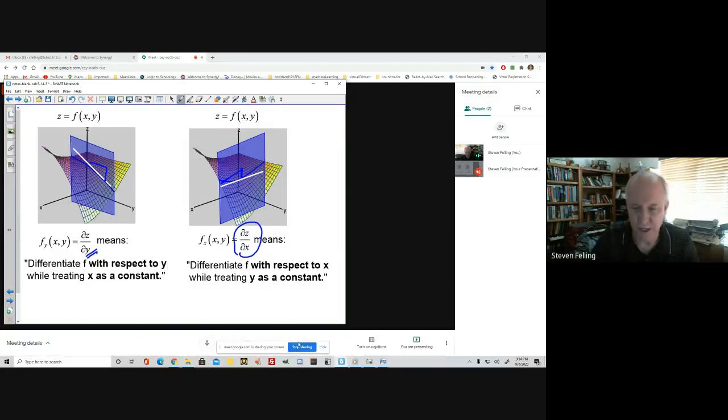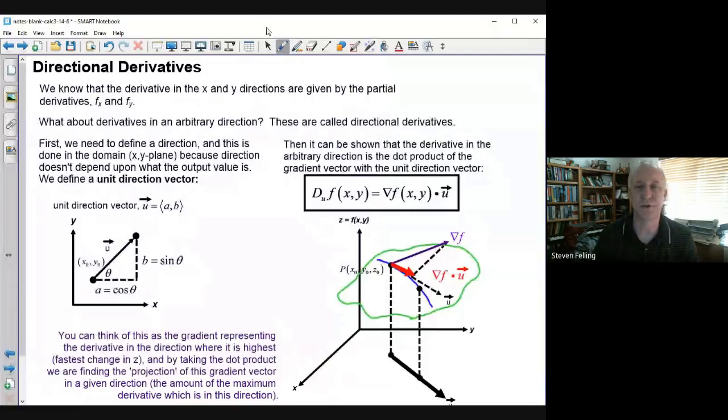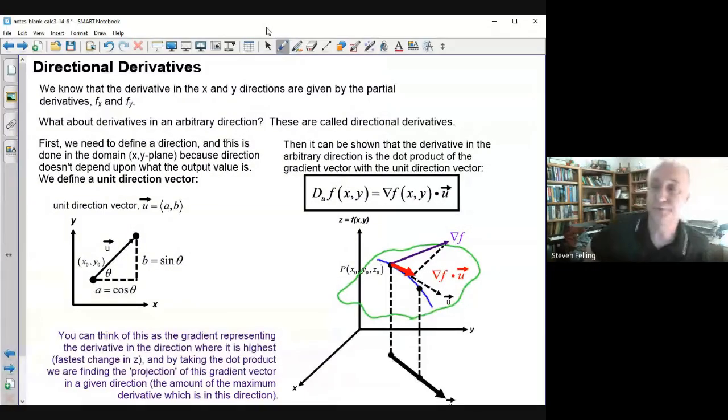Okay, so let me switch back to the notes, and we'll continue our discussion. And remember, all of this stuff is derived in that separate PDF if you want to see all the derivations of these things that I'm just stating are true.